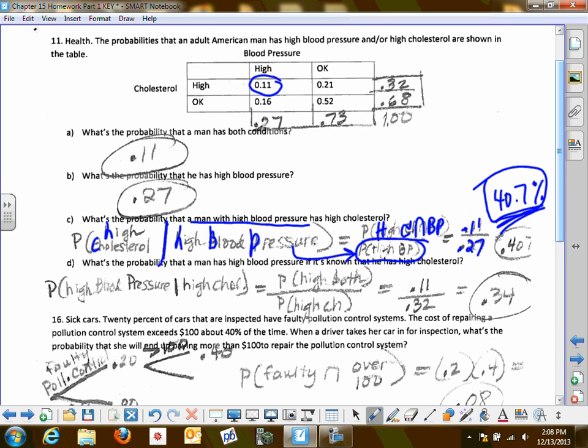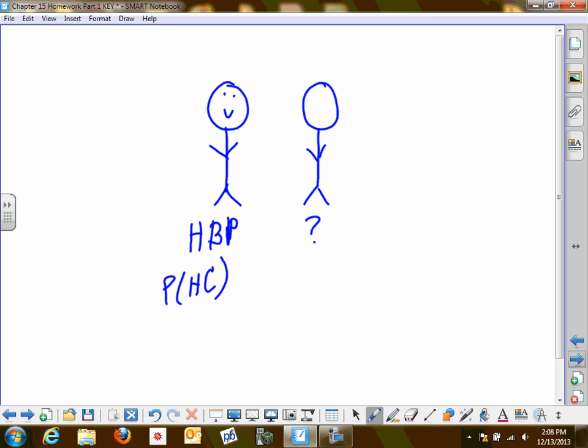The guy has high blood pressure. What's the probability that he also has... no. That's the 40.7%. So this guy has a 40.7% chance. There's a 40.7% chance that he has high cholesterol, because I already know that he has high blood pressure.